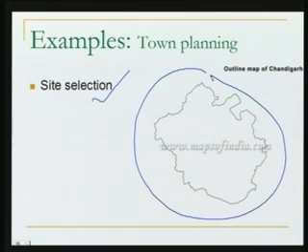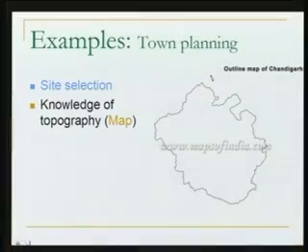Initially, when the town was being planned, what was there in this site? No town, of course. There were fields, villages, rivulets, maybe some roads. That's it. Nothing more than that. So someone went to this area. What does he need to know? He needs to know the topography.